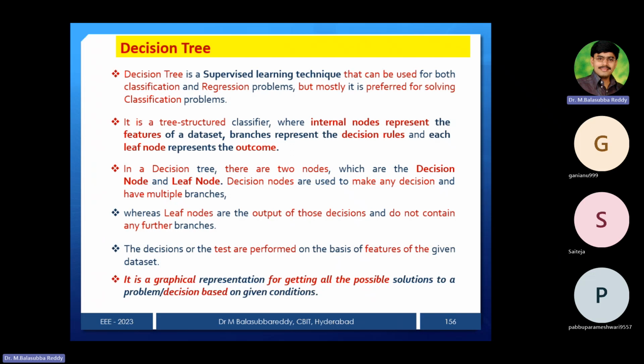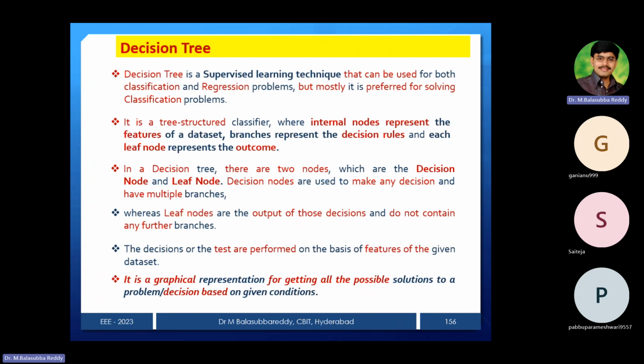It is a graphical representation for getting all the possible solutions. Means we start with one feature. How to select that feature, we'll see. One feature as a root node. From that, it is all about yes or no concepts, 0 and 1, true or false, like that. It is going to be divided, and finally it has to reach the solution to the problem, a decision based on the given conditions.